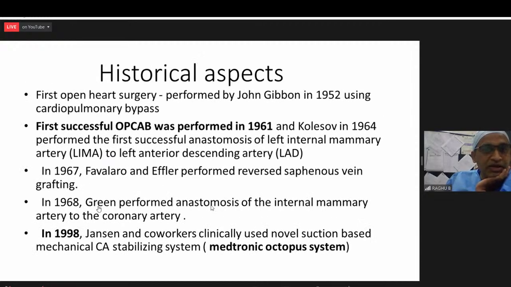Coming to the historical aspects, the first open heart surgery was done by John Gibbon in 1952, and the first successful off-pump surgery was done in 1961. And the first use of the Medtronic Octopus system was in 1998.